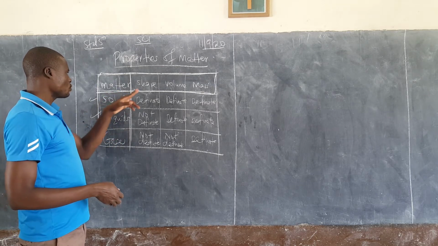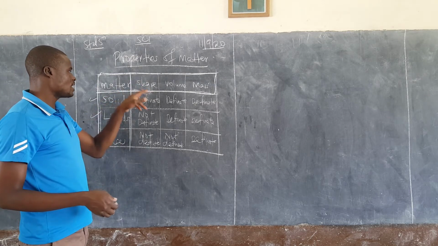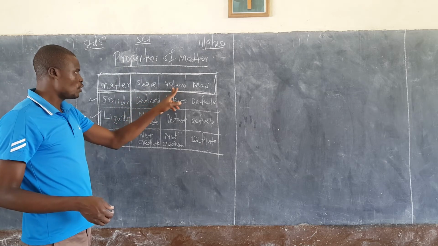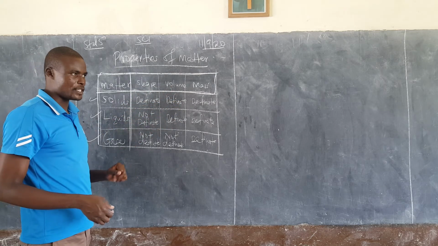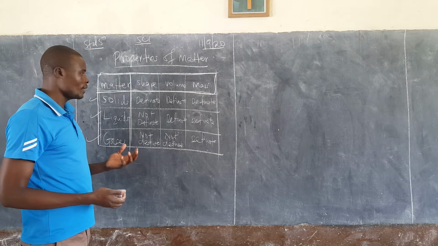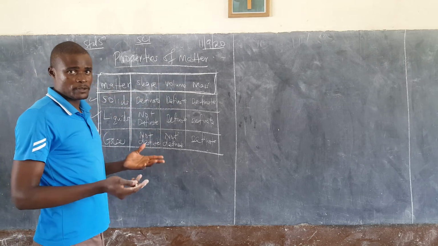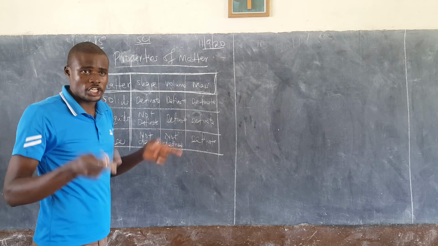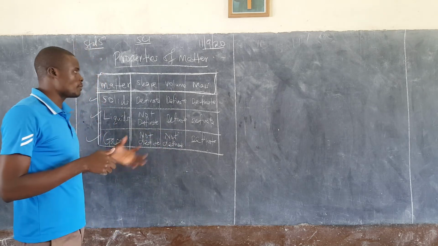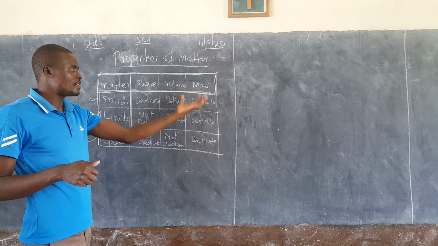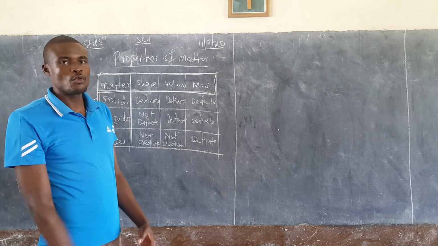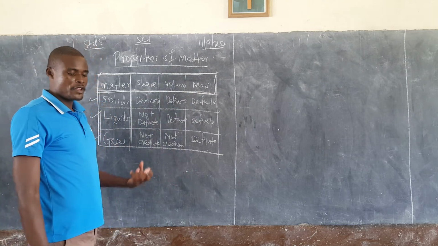So when it comes to the shape, it has definite shape, that is solid. Volume is also definite. And we mentioned that all solids take a certain shape. So if that has a good shape, then we talk of it as a definite shape. Volume as well, that is definite. Mass as well, you can weigh how heavy they are.